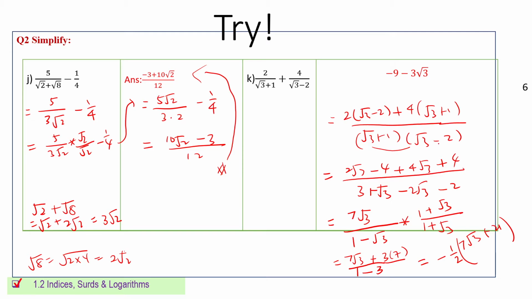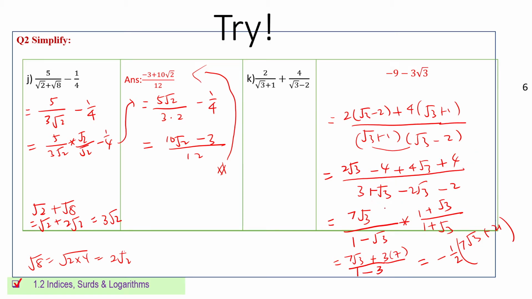Okay, √3 minus 2, and then cross multiply, 2√3 minus 2, and this is 4√3 plus 1. So I have a 2√3. Okay, I write it properly. 2√3 minus 4, and this one is 4√3 plus 1, and numerator is 2√3 plus 4√3, actually is 7√3. Minus 4 plus 4 is 0.